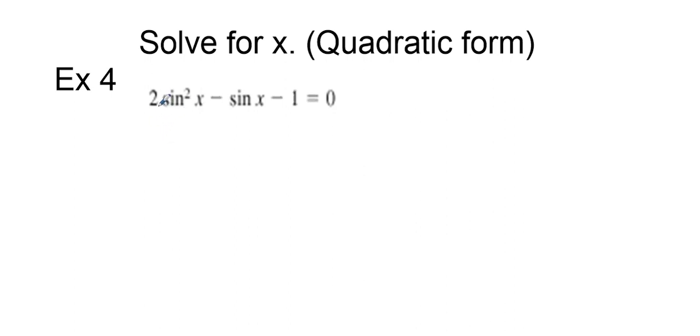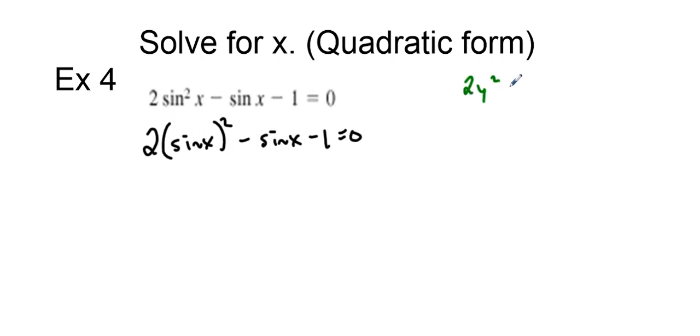Let's solve this. What we have is 2 sine squared of x minus sine of x minus 1. Now, do not be scared. This is sine squared. So if I write this out, this would be the same thing as 2 times the quantity sine of x squared minus sine of x minus 1 equals 0. Now, this is very similar to 2y squared minus y minus 1 equals 0.